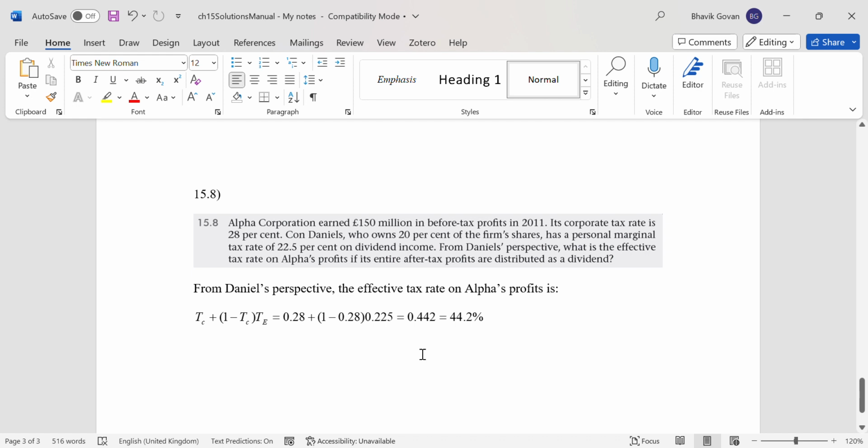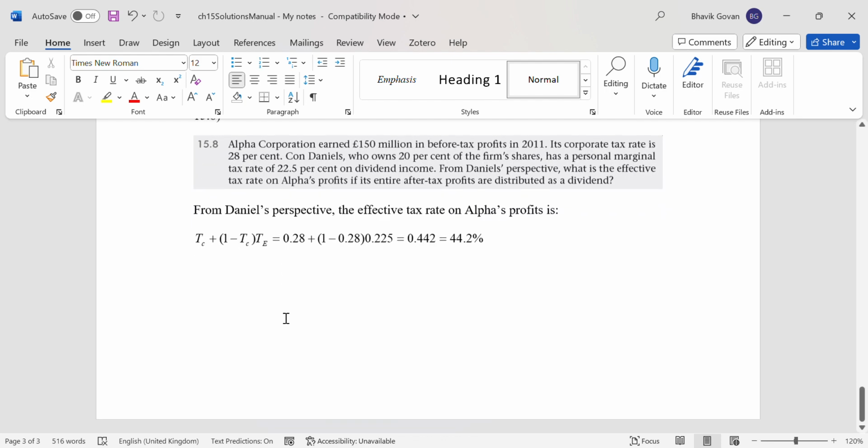And you basically plug in the numbers and solve that, and that'll give you his effective tax rate of 44.2%. So remember, the profits from the company get taxed at TC. 1 minus TC is what will be distributed to Daniels. From that 1 minus TC, he then pays TE, and that's basically it.